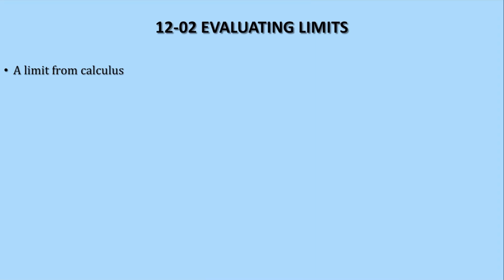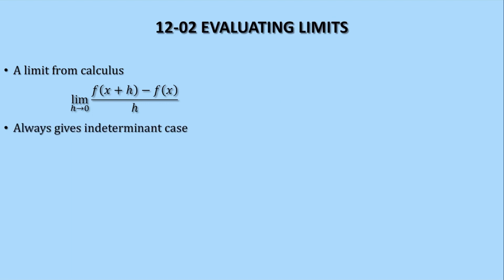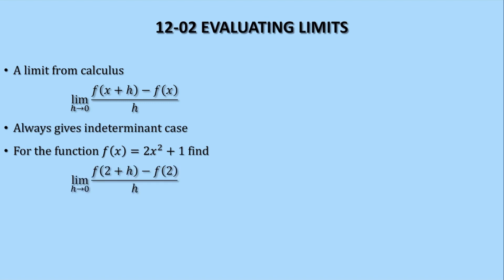Now let's have a limit from calculus. It should look familiar. We've seen it quite a few times during this year, only now we've put the limit as h approaches 0. And this always gives the indeterminate case. Because notice on top, the top would simplify to f of x minus f of x, which is 0. And if h is 0, the bottom would be 0. All right, for the function f of x equals 2x squared plus 1, find that.